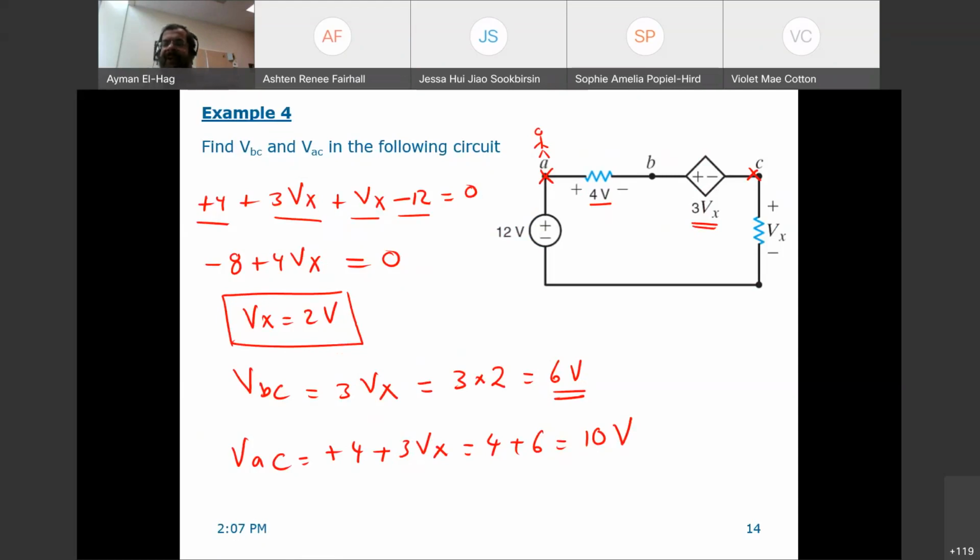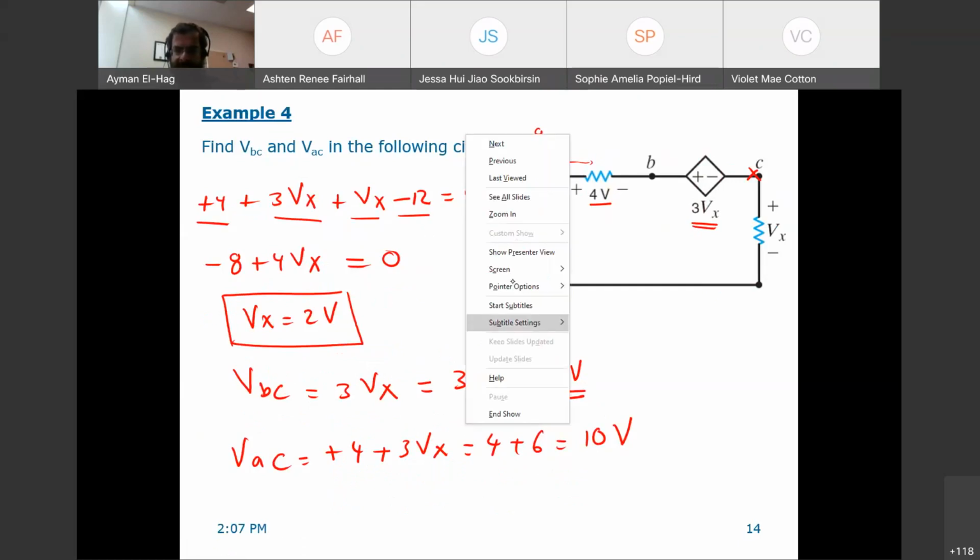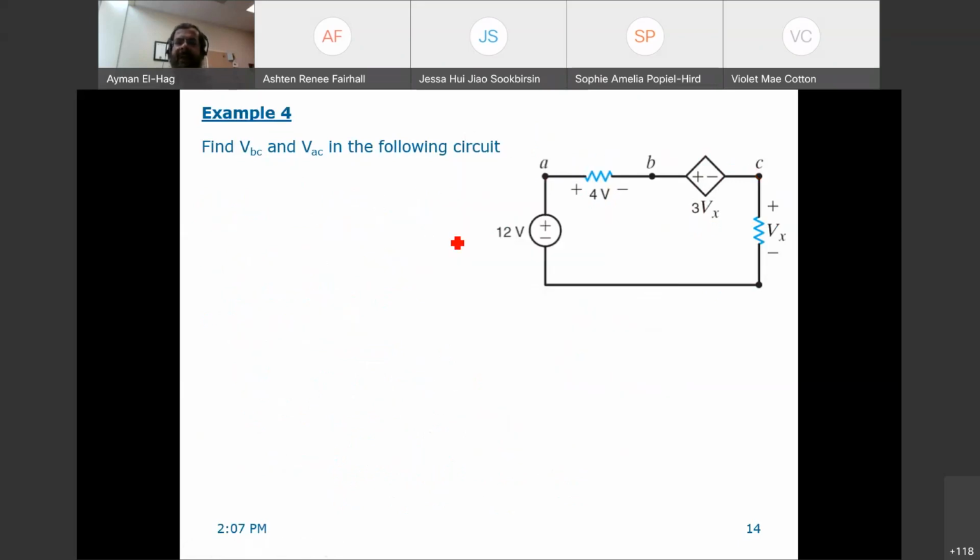Okay, this is a very good question. What if I went the other way around? Okay, I didn't go this way, I went this way. Let's see what will happen. Okay, so let me clean up everything and let me go this way.